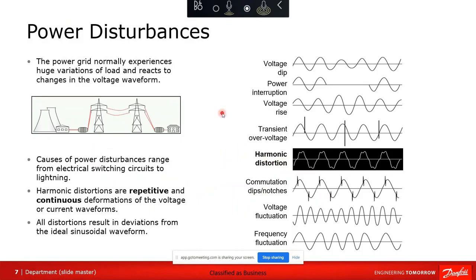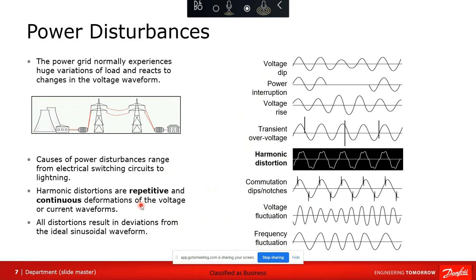Now, there are other disturbances in the system: voltage dips, power interruptions, commutations, voltage fluctuations, frequency fluctuations, overvoltages, brownouts, and so on. Those are completely uncontrollable for the most part. But the important part of harmonic distortions is they are repetitive and they are continuous. So if I have something that's repetitive and continuous, I can anticipate it, I can plan for it, and I can correct for it.